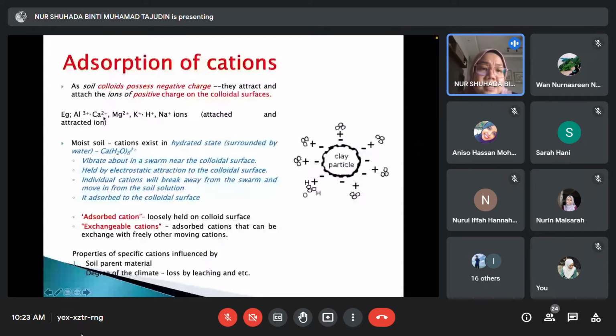H plus is very easily attracted by the soil colloid. Why? Because it has high affinity. Among the many cations, the one that is most easily attracted is H plus. But H plus actually carries the acid properties, so it's not good. When there is a lot of H plus in your soil environment, it is easily attracted to the clay particle, and acidic soil is not good.